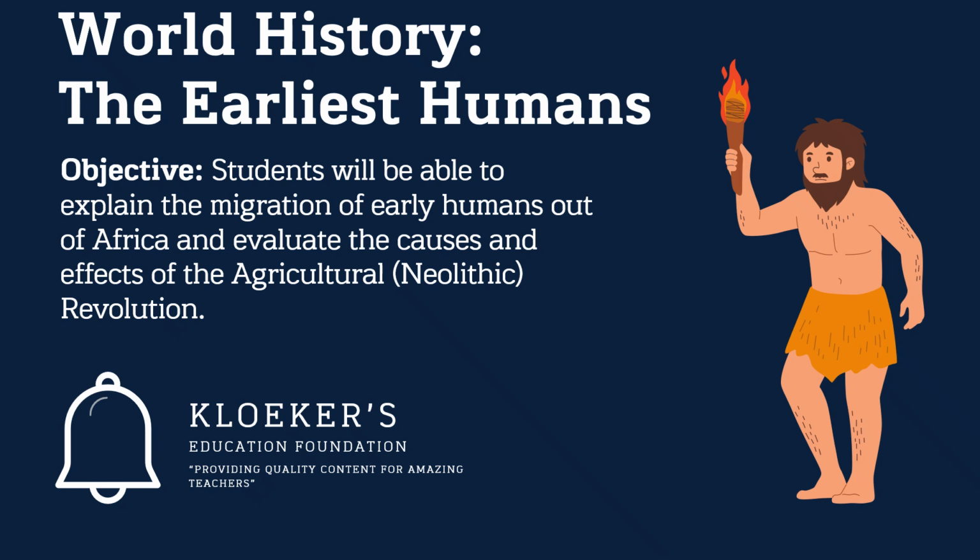Now let's dive in. The objective of this lesson is that students will be able to explain the migration of early humans out of Africa and evaluate the causes and effects of the agricultural revolution, also known as the Neolithic Revolution.